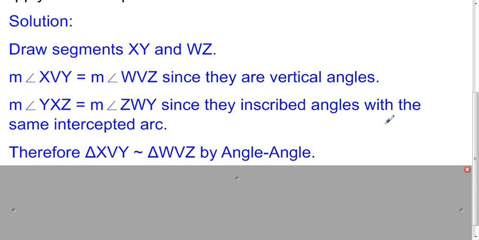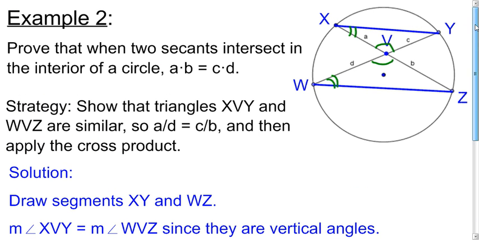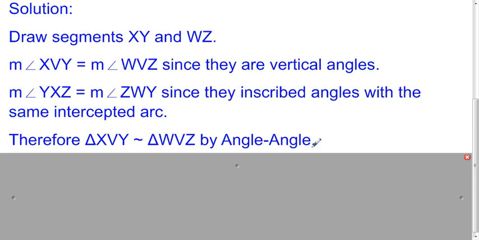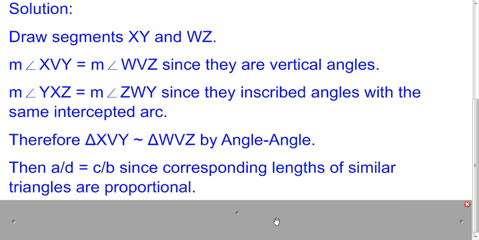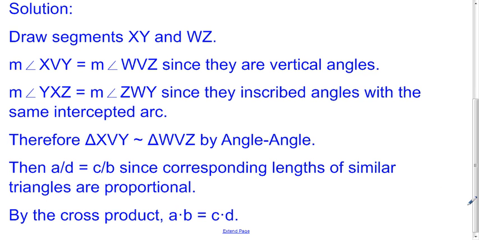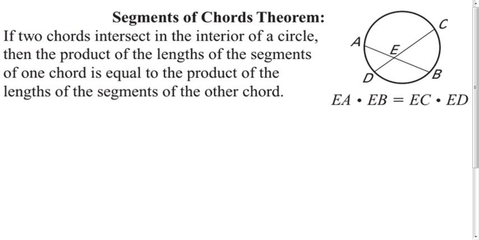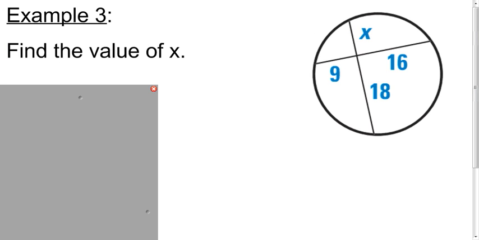And so now we can write a proportion. We know corresponding side lengths are proportional, so A divided by D has to be the same as C divided by B. And then we apply the cross product, and we get what we wanted. AB equals CD. So this gives us the following theorem, exactly what we just proved. When you have chords intersecting inside a circle, you can multiply the lengths of the segments that compose the two chords, and those products are going to be equal. So why don't you try to apply this theorem in example 3, and then I'll show you my solution.